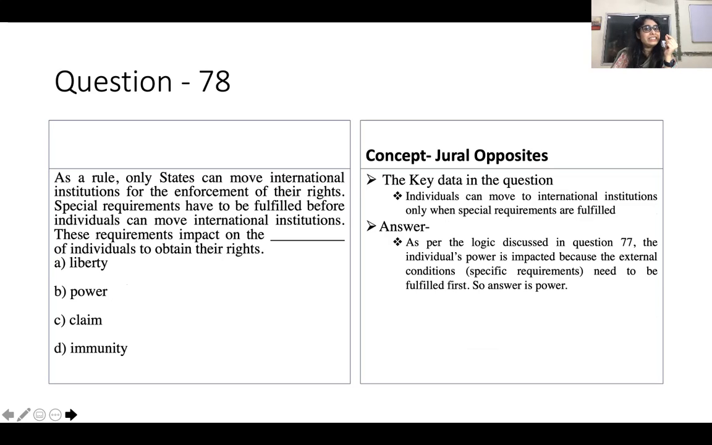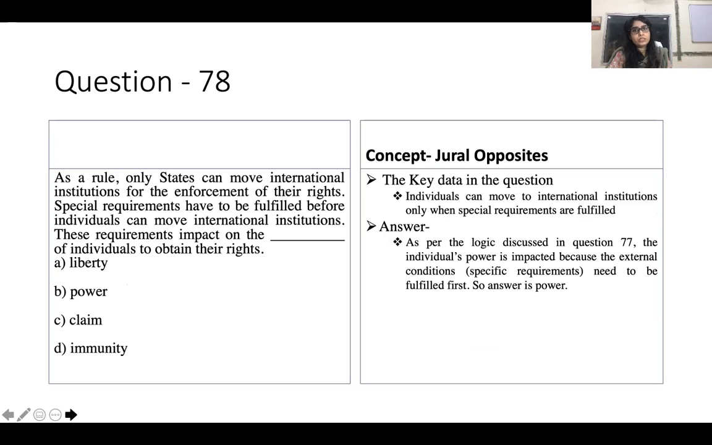As a rule, only states can move international institutions for the enforcement of their rights. Special requirements have to be fulfilled before individuals can move international institutions. These requirements impact on the blank of individuals to obtain their rights. Liberty, power, claim, immunity. What can be the answer? Answer is obviously power.